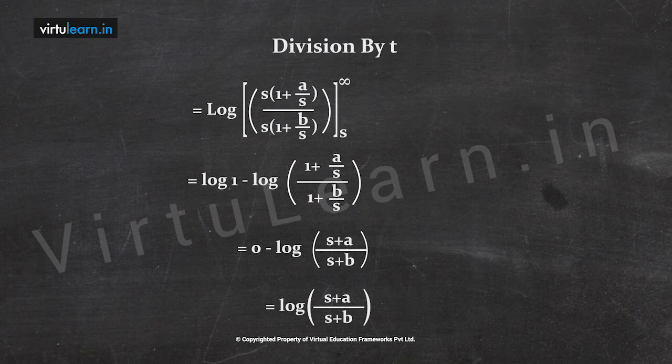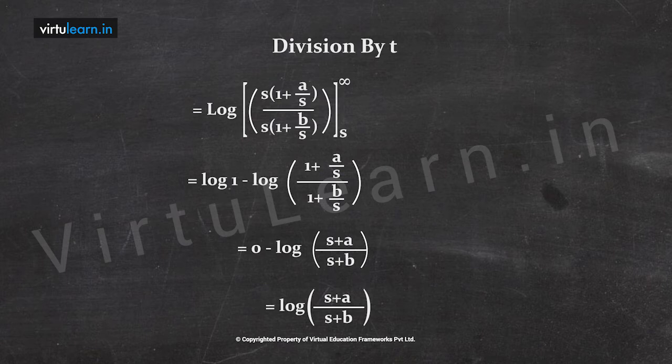Next, again divided by s, 1 plus b by s. The limits are s to infinity, upper limit is infinity and lower limit is s. Then when you substitute infinity here, a by infinity is 0 and b by infinity is 0. When you substitute the upper limit, log 1 minus, next one, log of 1 plus a by s by 1 plus b by s.